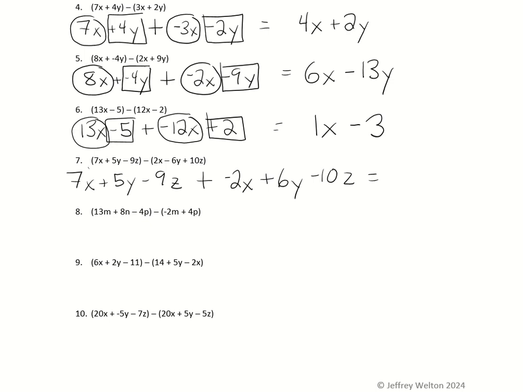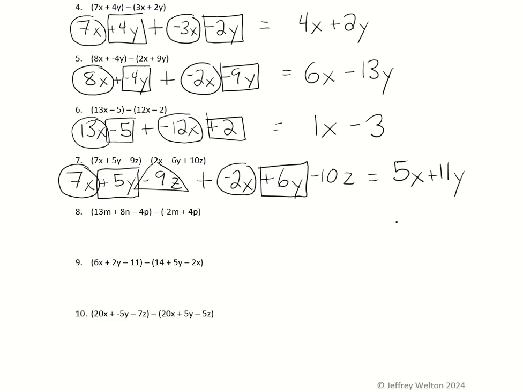I'm going to go through and find my like terms. The 7x and the negative 2x, I'm sorry, signs are different. We're going to subtract, keep the sign of the larger. My y's, I have a plus 5y and a plus 6y. Signs are the same, add them and keep that sign. And then lastly, I've got a negative 9z and a negative 10z. Signs are the same, add them together, keeping that z, and keep that sign, so negative.